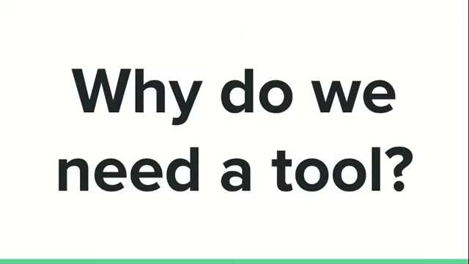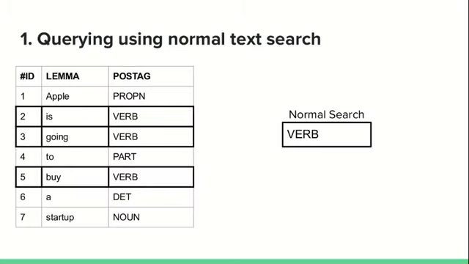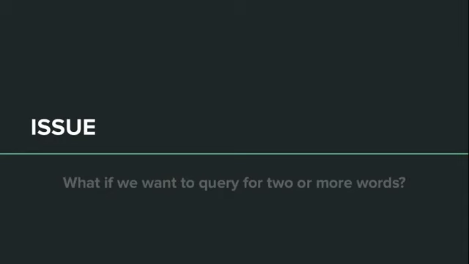So why do we even need a tool for searching over these tags? We can always use a normal text search which we have in our text editors. Yes, for basic searches it's fine. Like if I want to search for all the words that are verbs in this example, then we can easily search and we'll get all the words that are verbs in the sentence. But there is an issue with this. What if I want to query for two or more words, continuous words or even non-continuous words? Then a normal text search won't work for this.